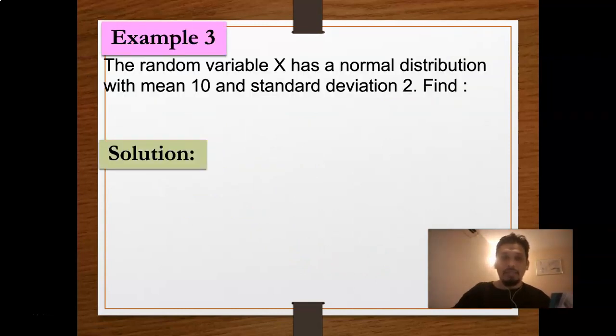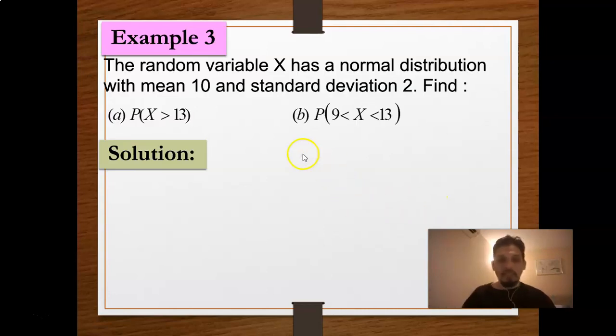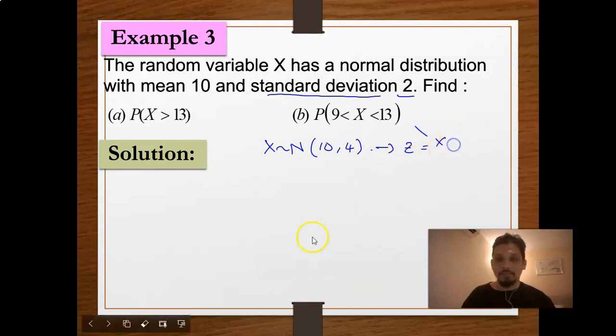Okay, now example 3. The random variable x has normal distribution with mean 10 and standard deviation of 2. So find this one here. So x is normally distributed, not binomial, it's normal, sorry, with a mean of 10 and variance 4. And given here the standard deviation is 2. Okay, so we transform this into standard z, which is equal to x minus mean divided by standard deviation.